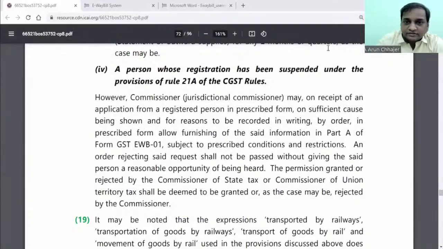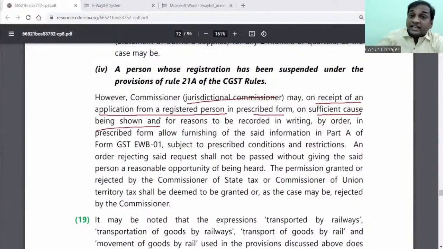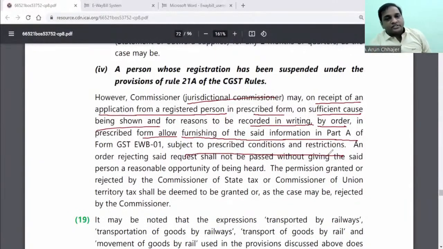However, the Commissioner, the jurisdictional Commissioner, may, on receipt of an application from a registered person in the prescribed form, on sufficient cause being shown, where there is genuine hardship, open the e-way bill facility, for reasons to be recorded in writing, by order in the prescribed form, allowing furnishing of the said information in Part A of EWB-01, subject to the prescribed conditions and restrictions. So meaning thereby, in this situation, the Commissioner has the power to unblock your e-way bill generation facility.